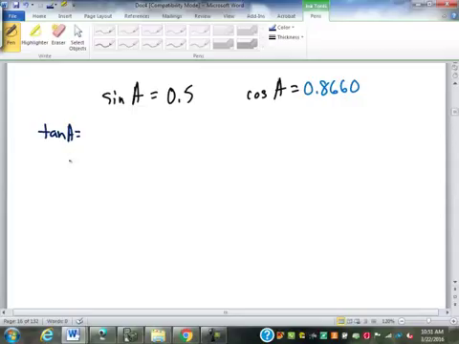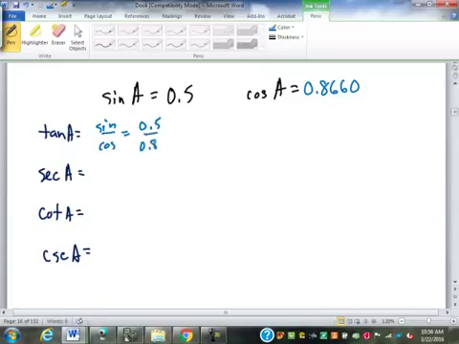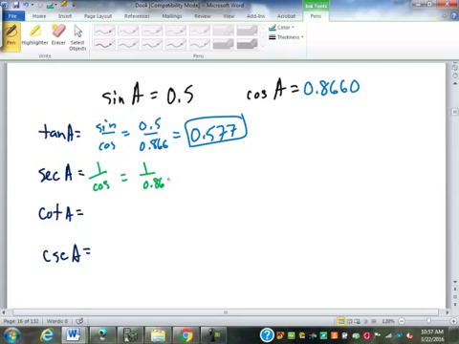So now in your notes, I want you to find the tangent of A, secant of A, cotangent of A, and cosecant of A. Tangent is sine over cosine, right? 0.5 over 0.866, which is 0.577. What'd you get for secant? Secant is 1 over cosine, so 1 over 0.866, 1.15. Very good.